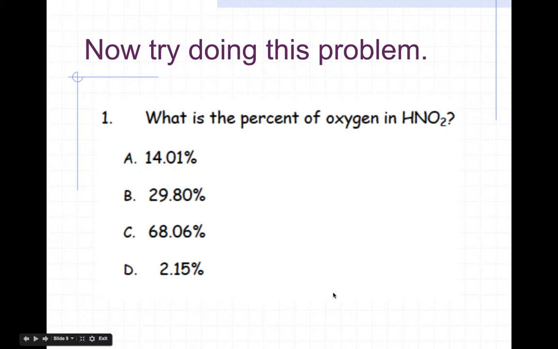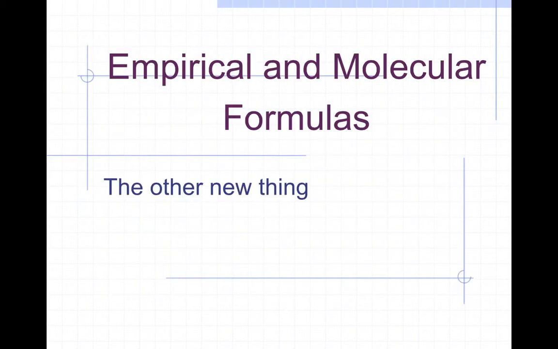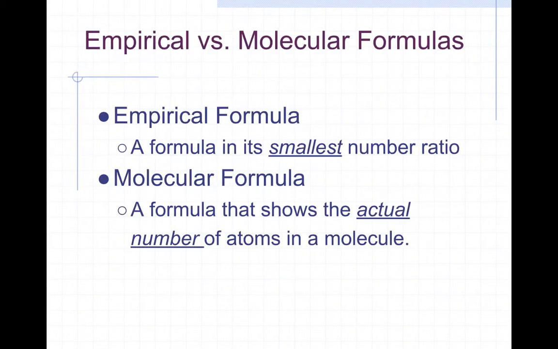Now try to do this problem. What is the percent of oxygen in HNO2? What is the percent of oxygen in HNO2? Now maybe pause this presentation so you can try it. Okay, now that you're back, let's hope that you got the right answer. It is C, 68.06% oxygen in HNO2.